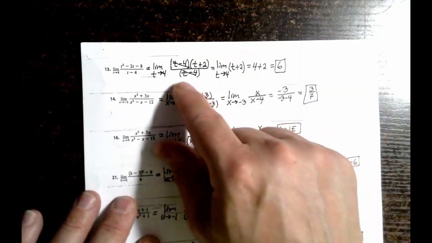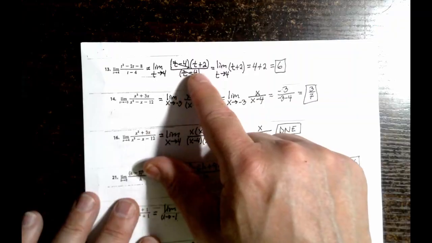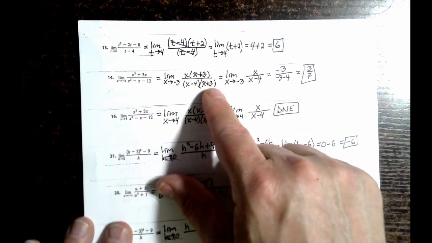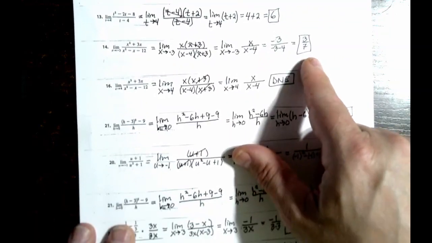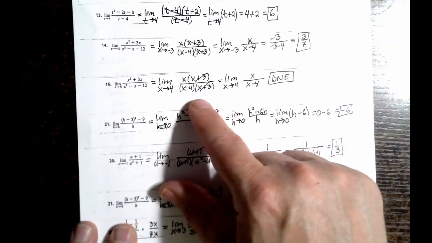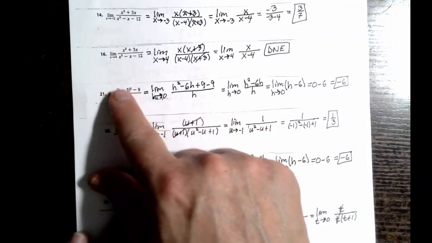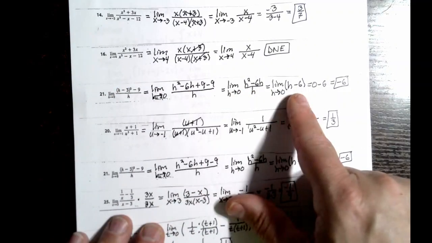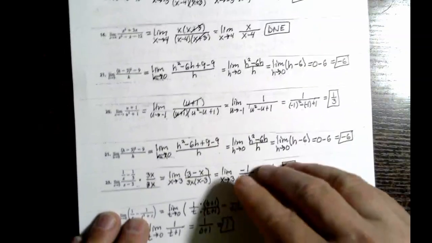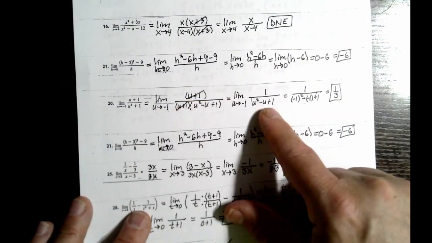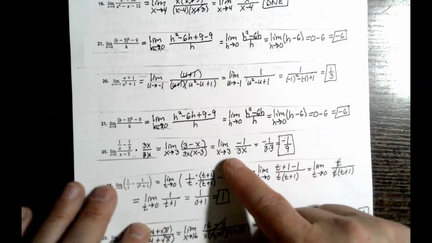Let's go through them. These basically you factor and cancel and then do direct substitution. You factor and cancel and do direct substitution. You factor and cancel and do direct substitution. Here you just multiply this guy out and simplify, and then you're finally able to do direct substitution. Here you factor it, cancel, and now you're able to do direct substitution.